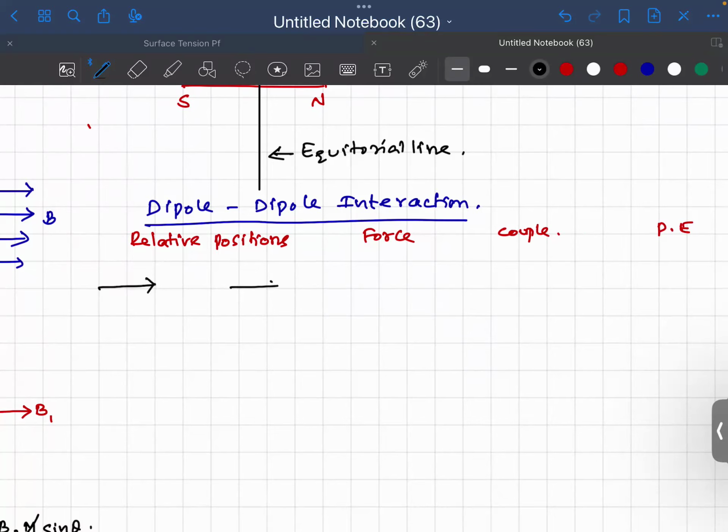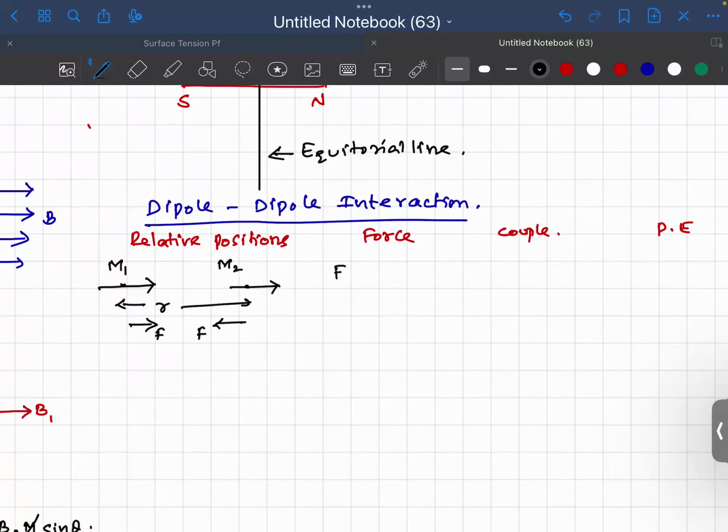Which means, if you have two dipoles with their magnetic moments M1, M2, I am sure you have learned the same thing in electrostatics. I'm just trying to bring the analogous part only. I'm not deriving a single thing in this because we already have that. So they are separated by distance r. If these dipoles are aligned in order, they will experience an attractive force with each other.